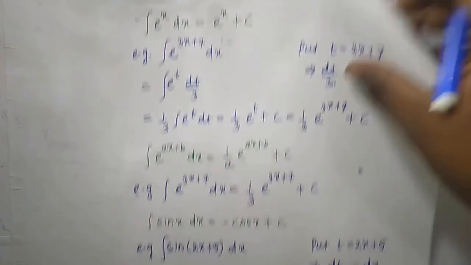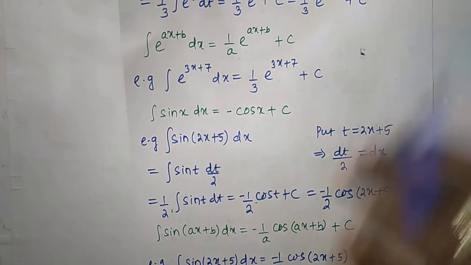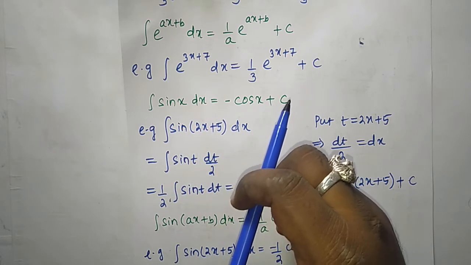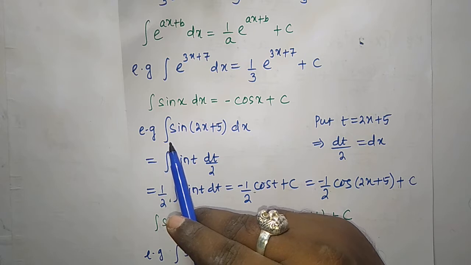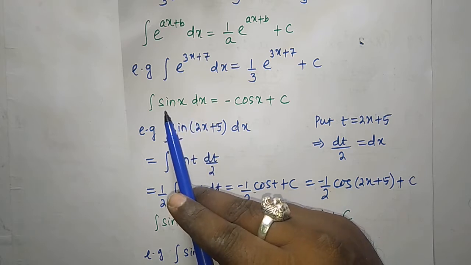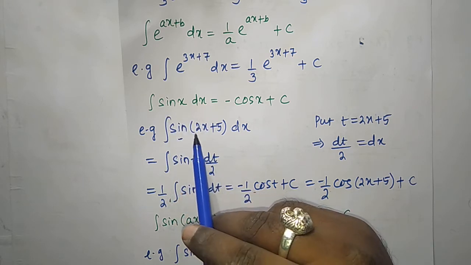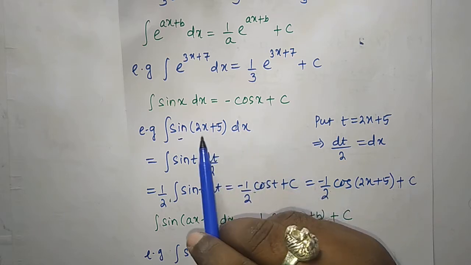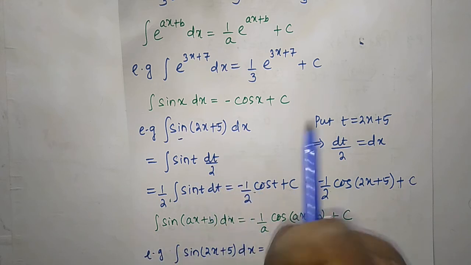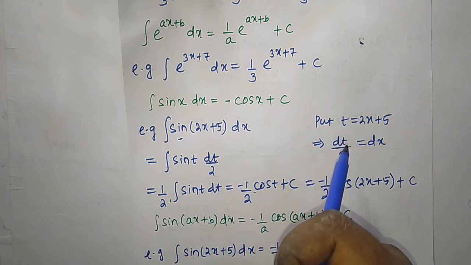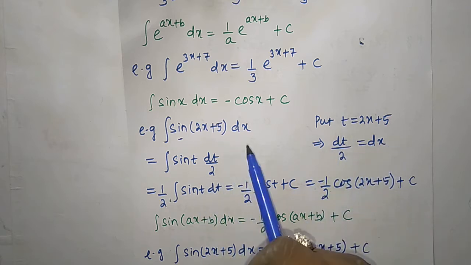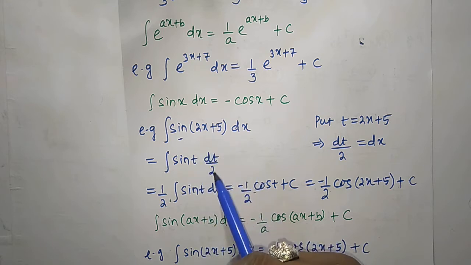Okay, simple. Similarly, for a trigonometric example also, we know this formula, integration of sin x is what? Minus cos x plus c. Okay. So see here one example, integration of sin 2x plus 5 dx. Okay. So it is in sin form. So in place of x, 2x plus 5 is there. So put t in place of 2x plus 5. Here I have put, and again after finding the derivative, I have got dt by 2 equal to dx. So put t in place of 2x plus 5 and dt by 2 in place of dx.